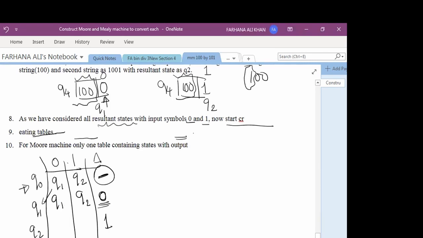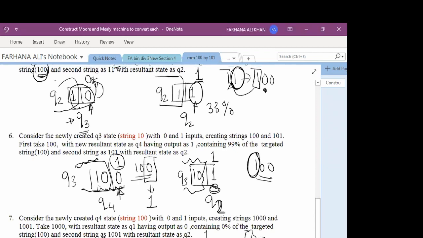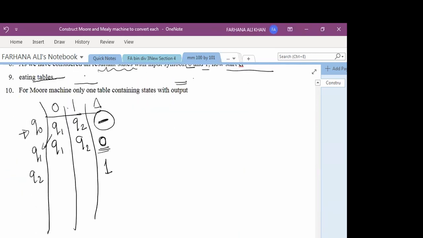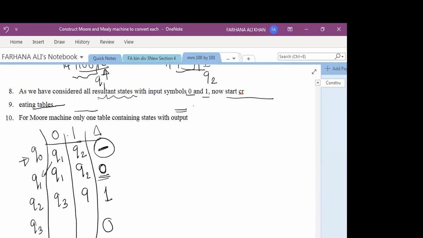Now Q2 on 0 was going to Q3 because it contains the 66% of your solution. So Q2 with the next bit as 0 is going to Q3, with the output symbol as 0. This is the new state Q3, so I have to write the output symbol as 0. Now Q2 with 1, where is it going? Q2 with the next symbol as 1 is going to Q2.